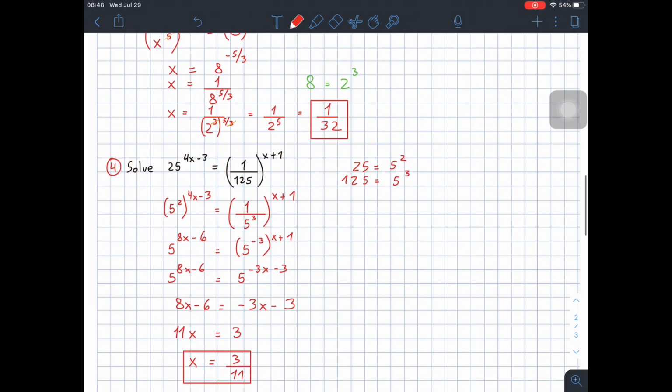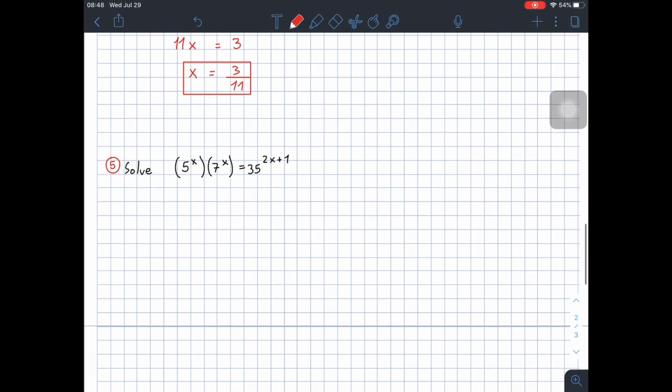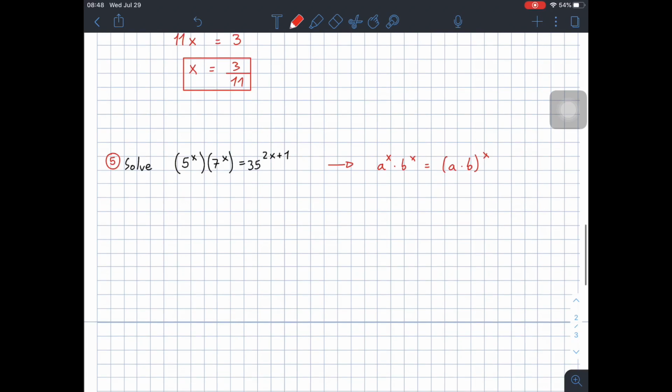So I'm going to write that here. This is the same as saying a to the power of x times b to the power of x is equal to a times b to the power of x. And that's exactly what I'm going to do in order to be able to solve this. So here I can say that these two terms, if we multiply them, we're going to get 35 to the power of x. And this is equal to 35 to the power of 2x plus 1.